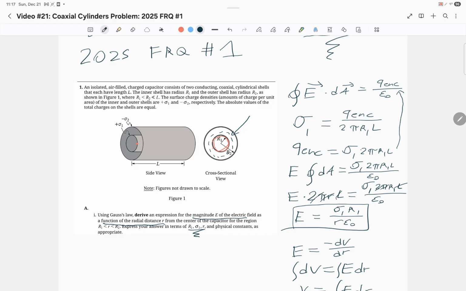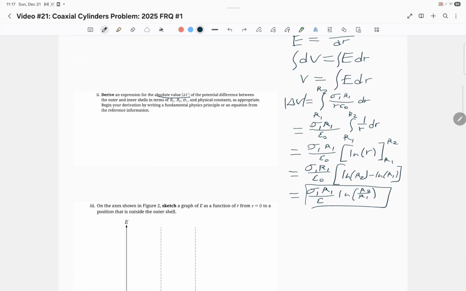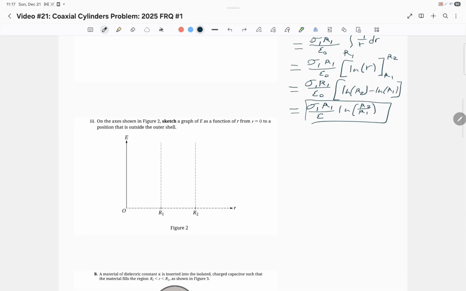Before R1, because these are shells, there's no substance to the shell inside this region here. There's going to be no charge within there. So when we do Gauss's law, there's no enclosed charge with a radius smaller than R1. So that inner area has no charge, and thus there's going to be no electric field for that region.